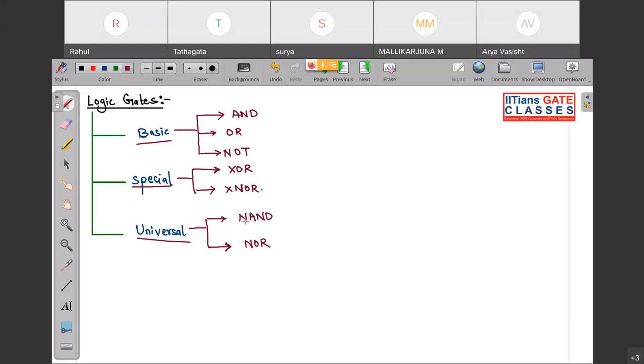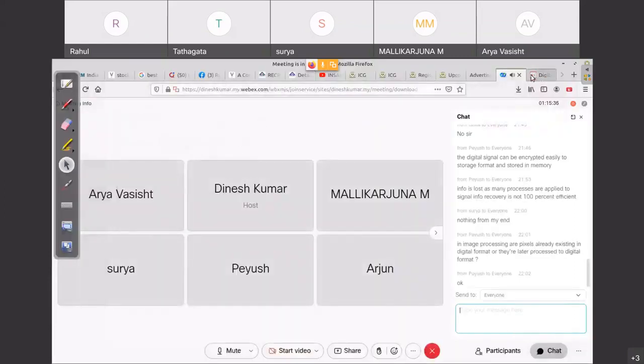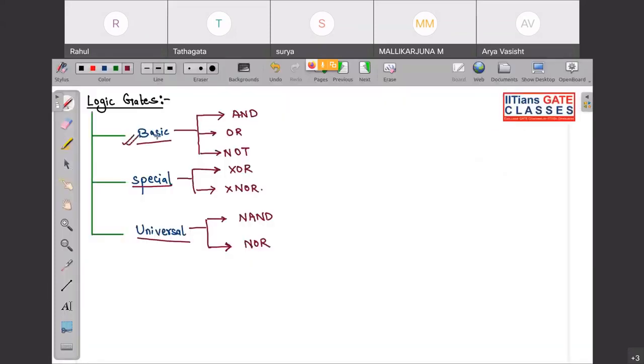Now let me ask you, why is a basic gate called basic? Can anyone tell me? Why is a basic gate known as a basic gate, if someone asks you? See, with the help of these basic gates you can construct any Boolean logic. Any Boolean expression you can construct using AND, OR, and NOT gates.